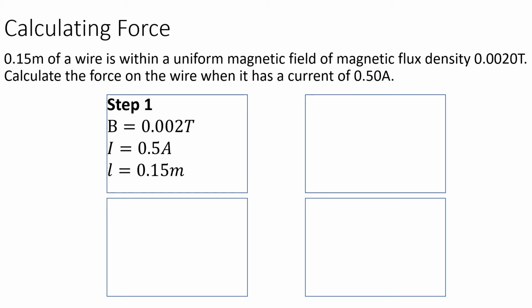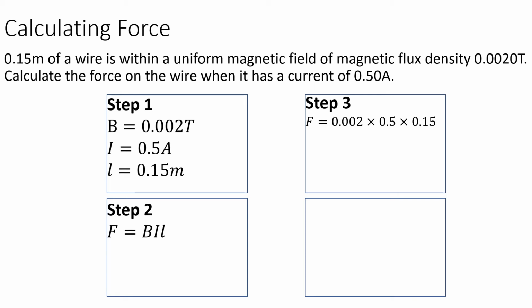And so the second step is to write down the equation that links these together. F equals BIL. Then, for step 3, we substitute in the numbers. So instead of B, we write 0.002. Instead of I, we write 0.5, and instead of L, we write 0.15. And then finally, in step 4, we write down our answer with correct units. The answer in this case is 0.00015 newtons.